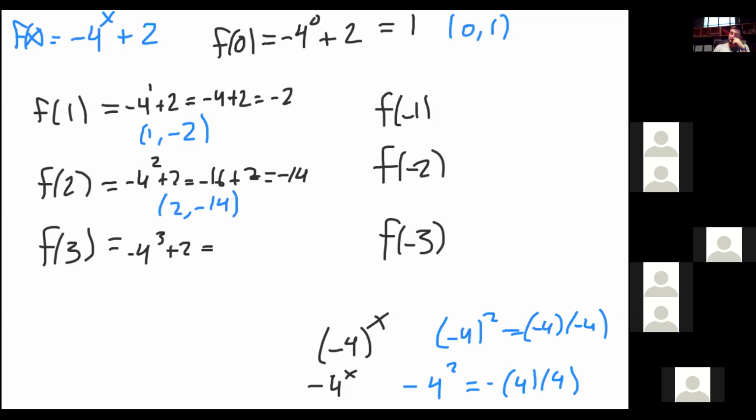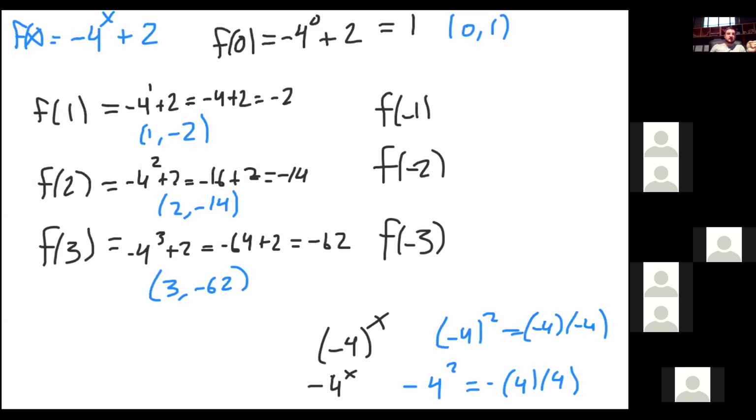4 cubed would be, what, 64? This would be -64 plus 2, or -62. So then this point would be through the 3, -62. So we already see that as I'm traveling to the right, I need to be shooting down the y-axis, right? And pretty quickly too.